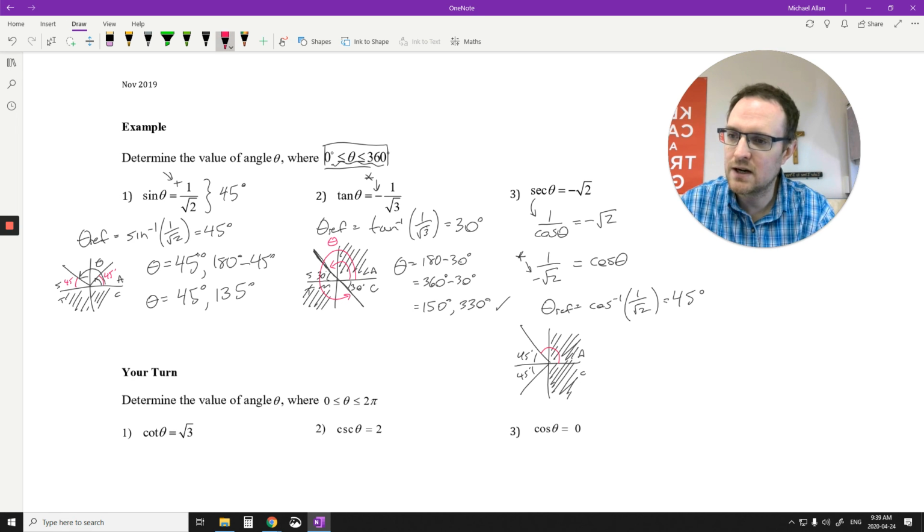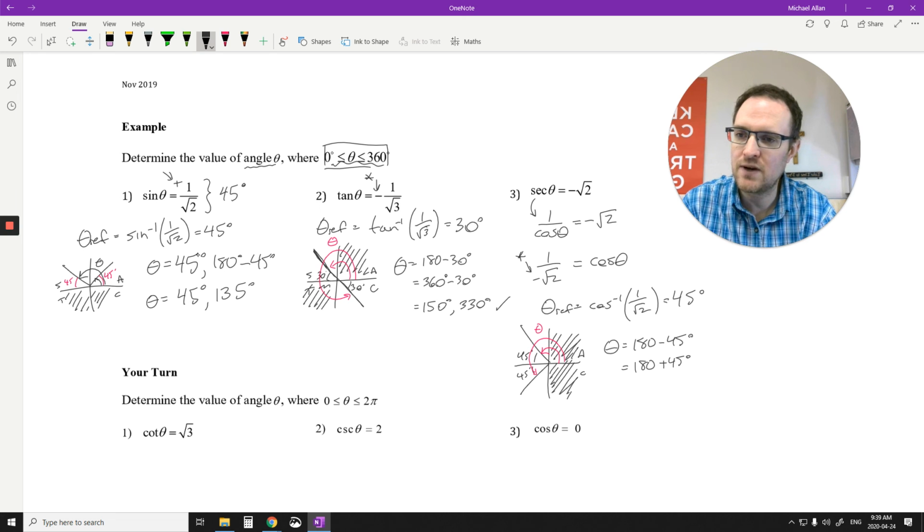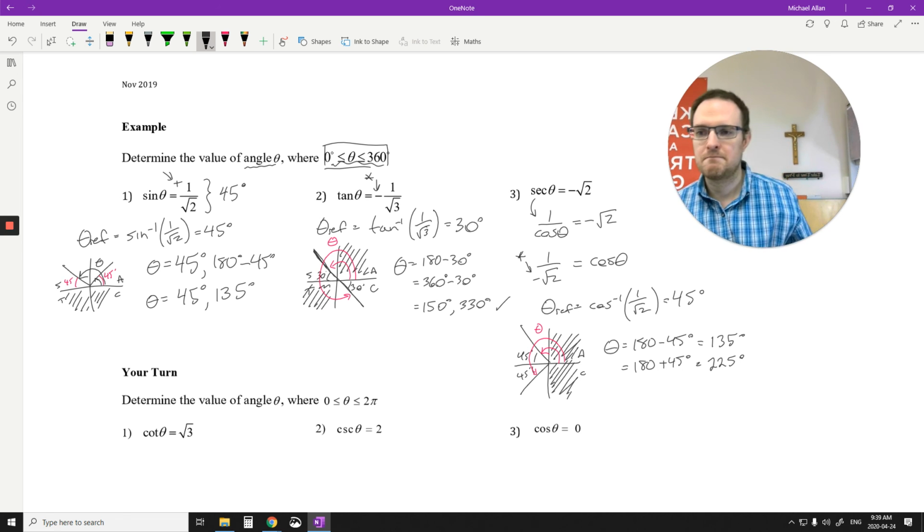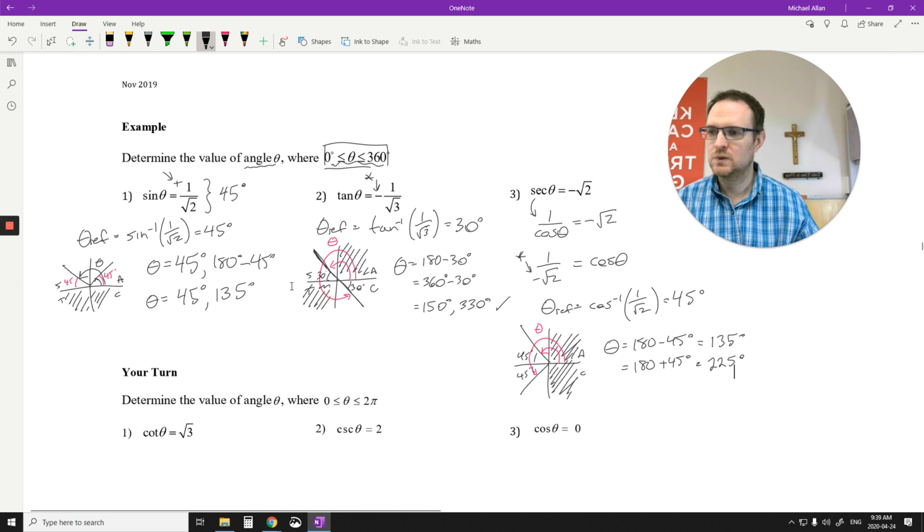And we solve for our standard position angles. You always solve for standard position angles. When they ask you to solve for angle theta, always find your standard positions. So one's 180 minus 45, and one is 180 plus 45. So you get 135 like we had before, and 225 for this next one. Yeah, there you go. Looking pretty good.